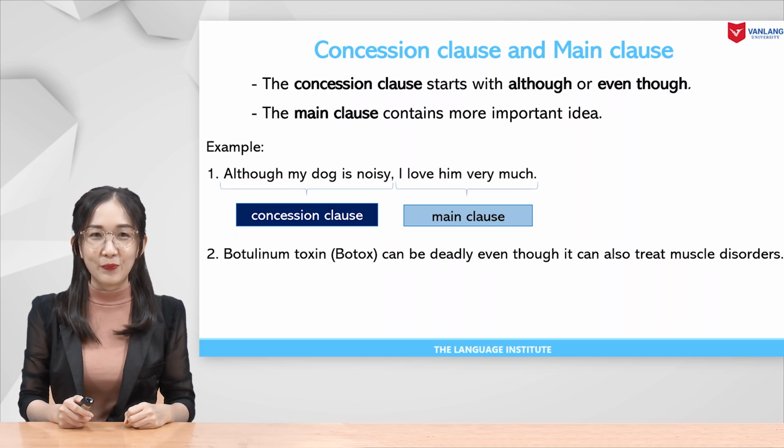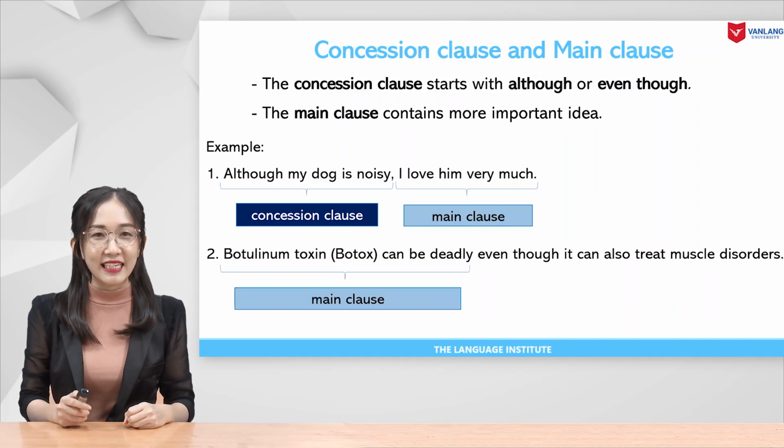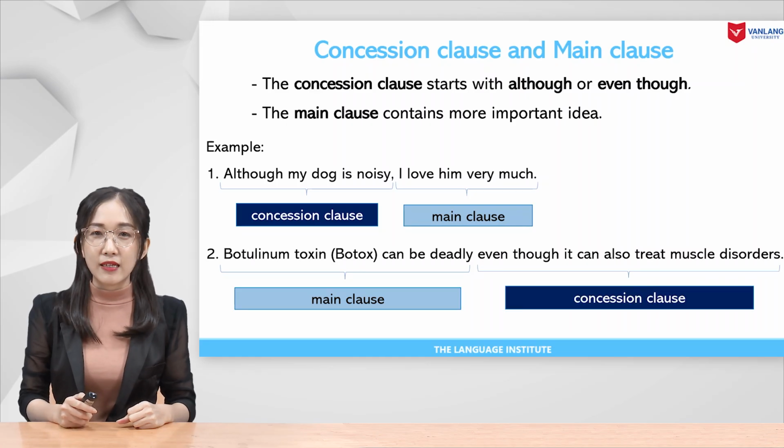Sentence number 2. Botulinum toxin or Botox can be deadly is the main clause because it contains the more important or stronger idea. Even though it can also treat muscle disorders is the concession clause because it starts with even though.